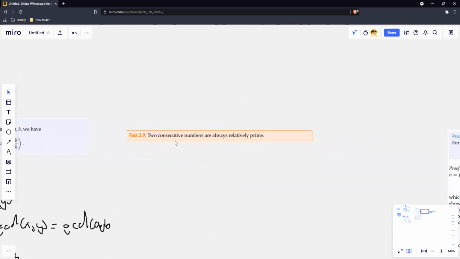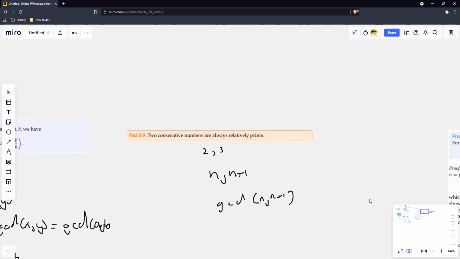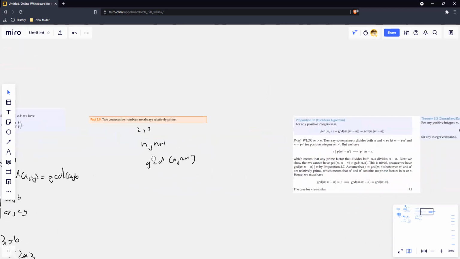Then we should notice that two consecutive numbers are always relatively prime. The best method is to prove it using modular arithmetic, which we'll cover in later lectures, starting next week. But basically we know GCD(n, n plus 1), and we can also solve it using the Euclidean algorithm, which we are about to learn now.